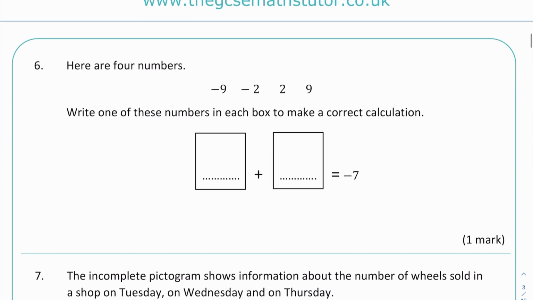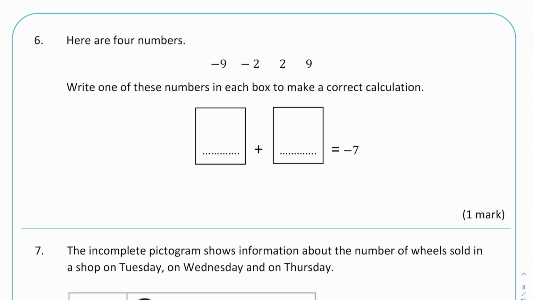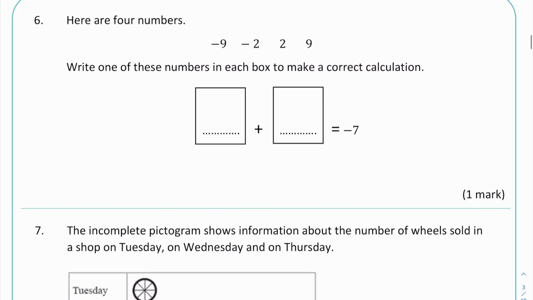Okay, on to our next one. Here are 4 numbers. Write one of these numbers in each box to make a correct calculation. There's normally 2 or multiple different ways of doing this, but let's have a look. To get to -7, we could start with -9 and add 2 to that. So -9 add 2 does equal -7.